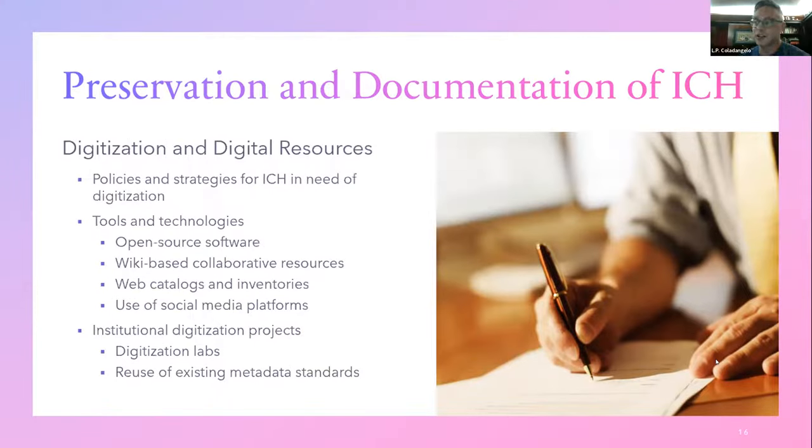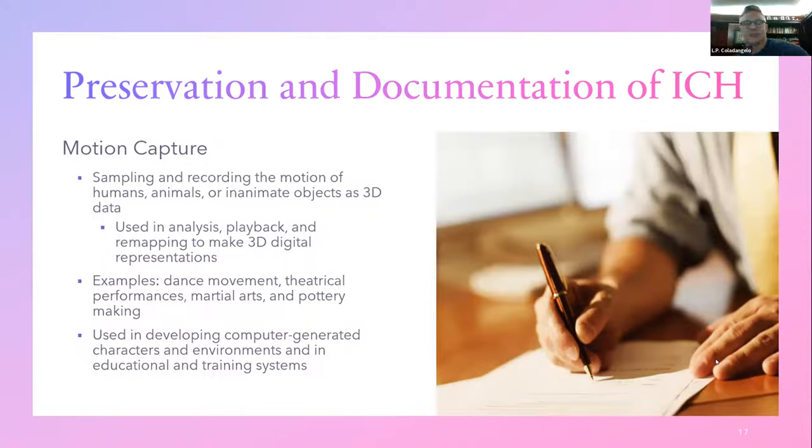Next, digitization, that is, developing digital resources and digital surrogates and instantiations. These can range from the drafting of digitization policies and best practices for digitization, to practical implementation such as digitization labs. A big portion of digitization relates to motion capture: the sampling or recording of motion as three-dimensional data to make three-dimensional representations. It's often used in computer-generated characters and environments, which are included in systems for learning and education, like learning dances, practicing dances, and other traditional movement-based arts.